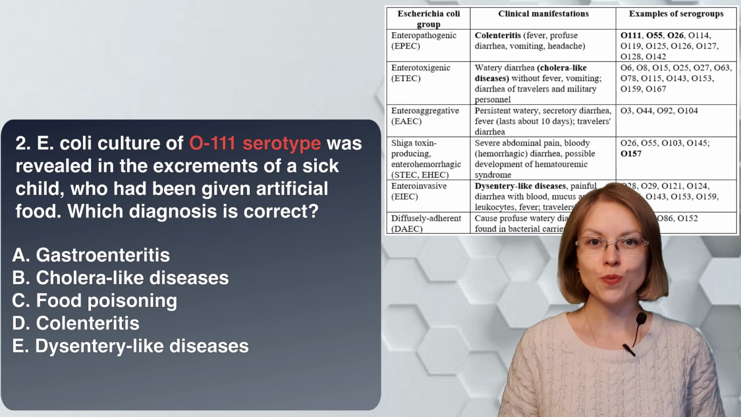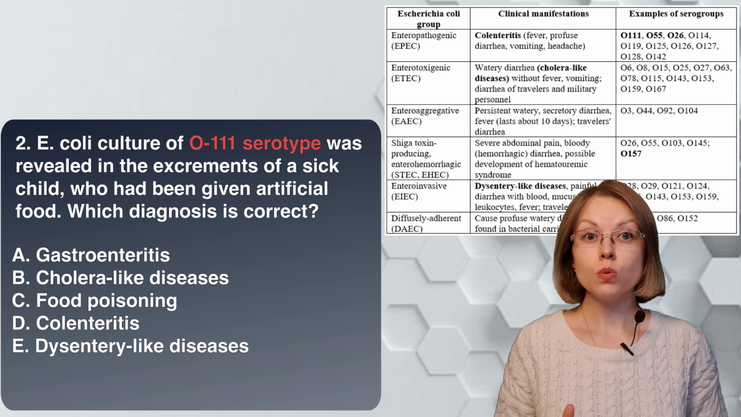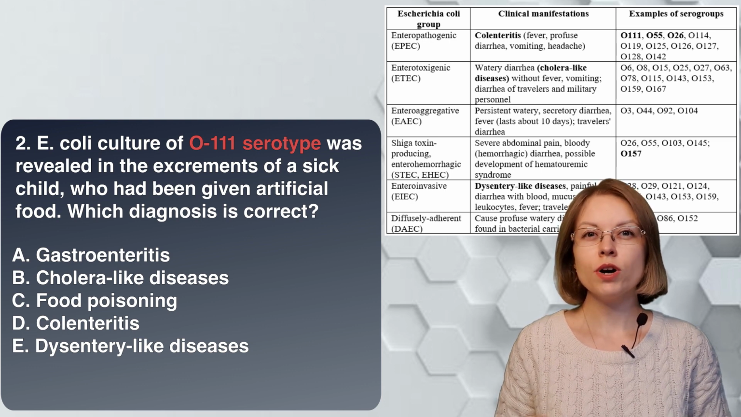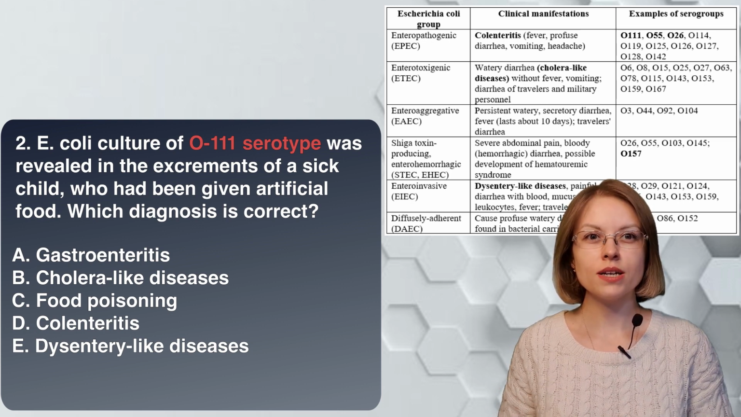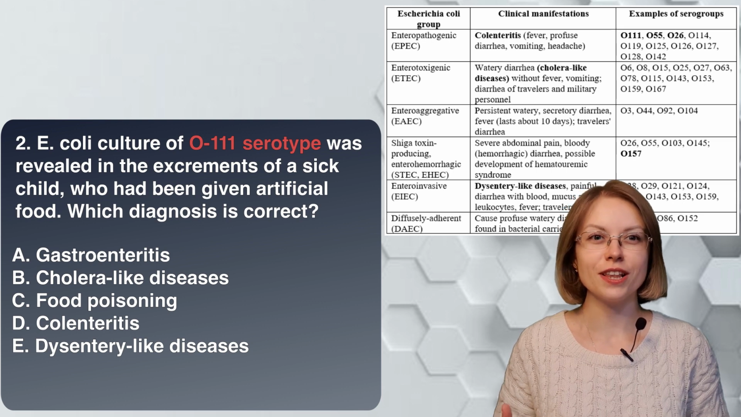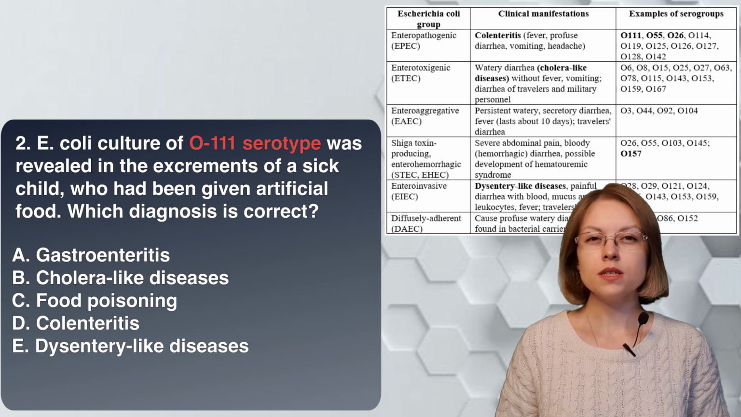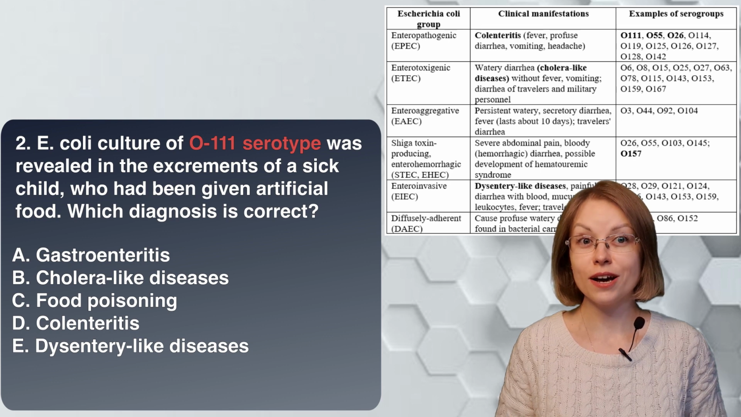Test number 2. Escherichia coli culture of O111 serotype was revealed in the excrements of a sick child who had been given artificial food. Which diagnosis is correct? This test has a very pronounced keyword, the name of the Escherichia coli serogroup, O111, which causes cholienteritis. Remember, this serogroup belongs to enteropathogenic Escherichia coli.